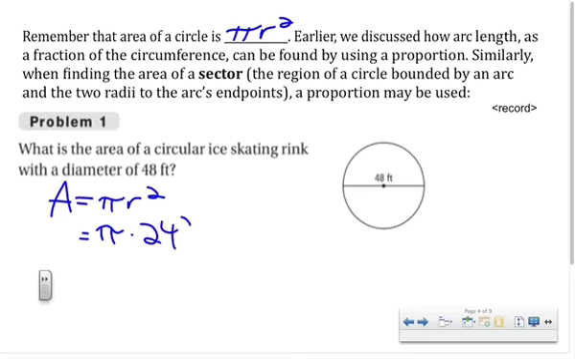So you're doing pi times 24 squared. So that's 576 pi. The instructions don't specify rounding. However, once again, since this is a real-world situation problem, the expectation is that you know you're not going to tell the Zamboni driver that he's cleaning off 576 pi square feet. He wants a more workable number.